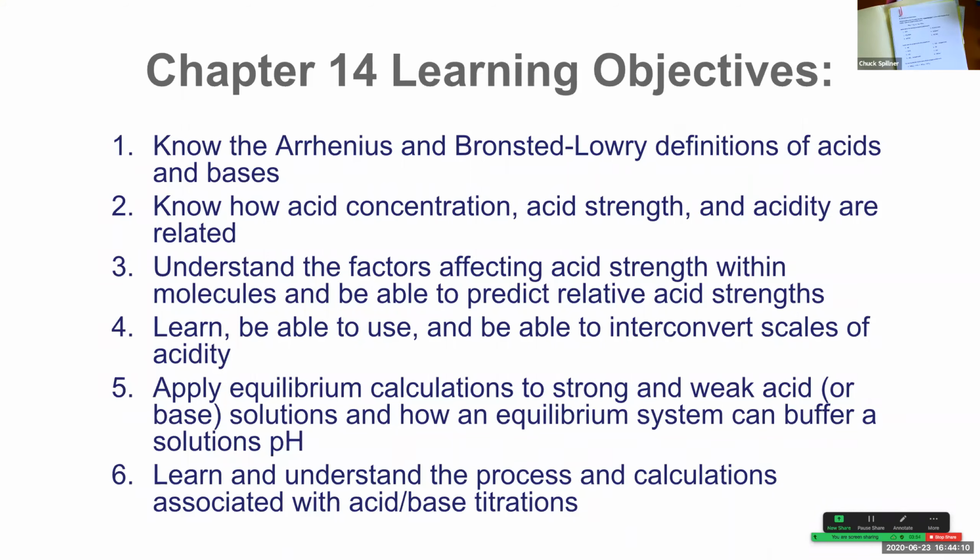Chapter 14, some of the learning objectives as we work through this chapter: first, to know the definitions of acids and bases. Number 2, how acid concentration, acid strength and acidity are related. These are some of the new terms we will learn as we define acids and bases. Acid concentration is really important, so we'll learn how to calculate that. Understand the factors affecting acid strength. What kind of factors determine which acids are strong and which acids are weak?